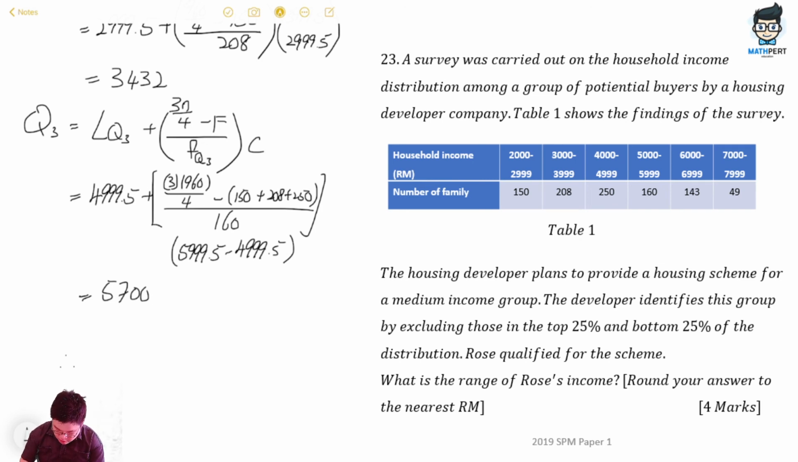Alright, so therefore, the gross income is between 3,432 and 5,700 ringgit Malaysia.